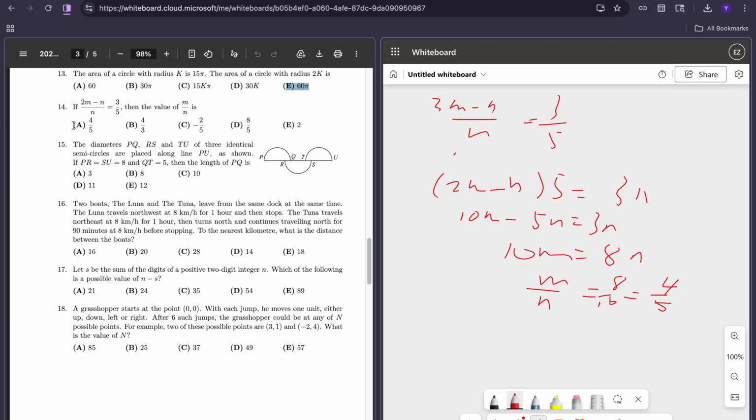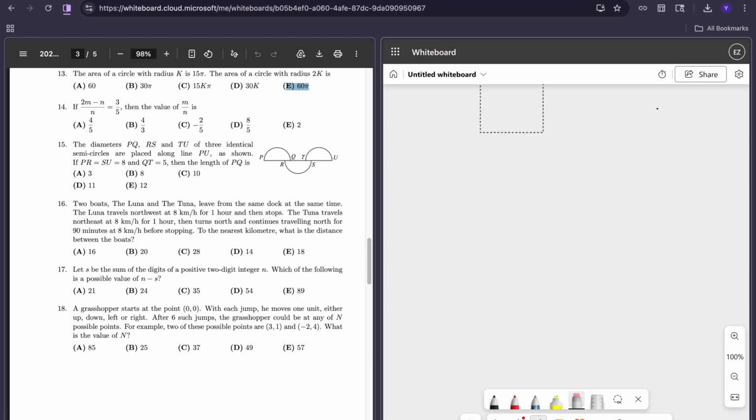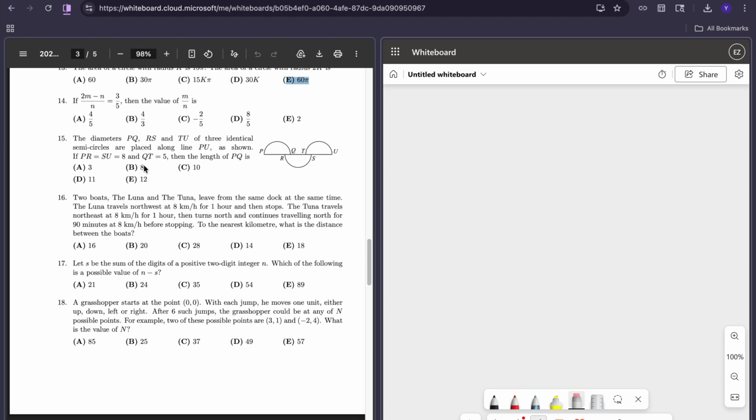So our right answer is A for 14. 15. The diameters PQ, RS, and TU of three identical semicircles are placed along line PU, as shown. If PR equals SU equals 8 and QT equals 5, then the length of PQ is what?